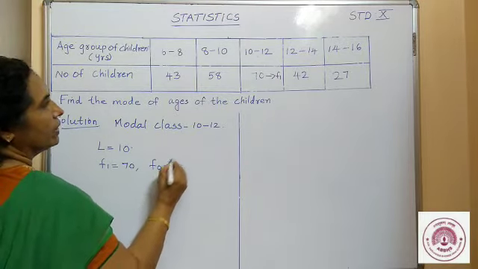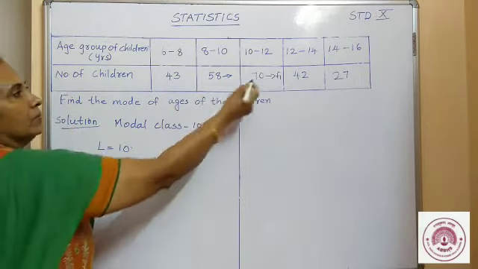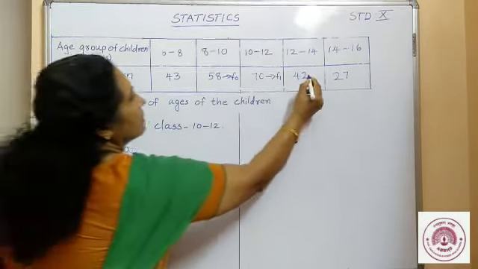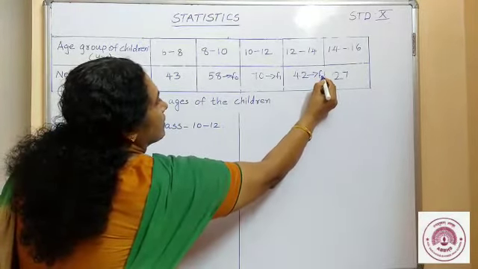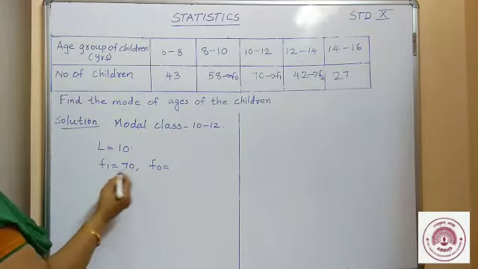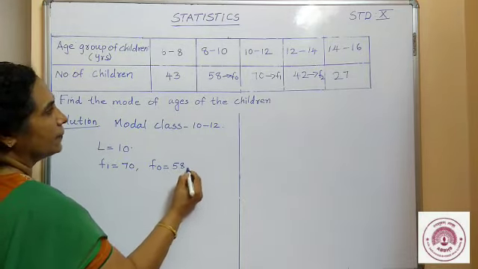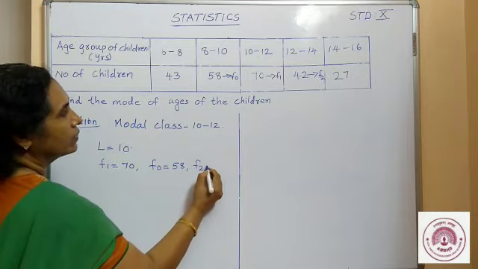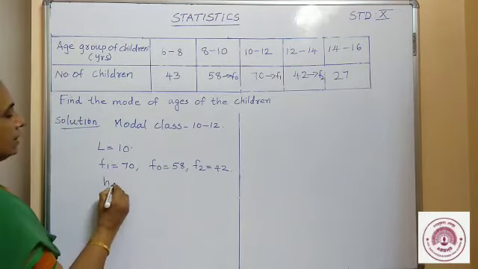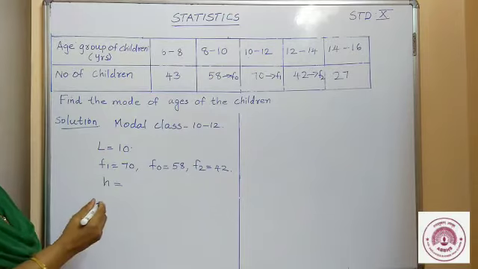F0 is the frequency of the class preceding the modal class, before the modal class. This is F0 and this is F2. F2 means it is the frequency of the class succeeding the modal class. So, F0 is equal to 58 and F2 is equal to 42. H is the class interval of the modal class. So, 10 to 12 class interval is 2.